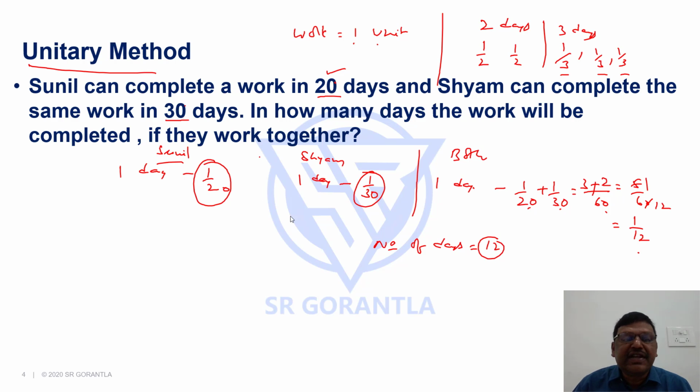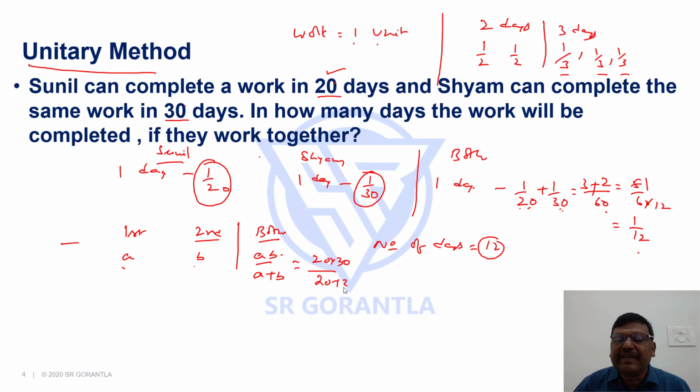Whatever we have discussed in detail in the unitary method, there is a formula also. If the first person can complete the work in A days, and the second person can complete the work in B days, then both together can complete the work in AB by A plus B days. This is the formula. It comes from applying A and B instead of 20 and 30, and we get this shortcut. You can see here, 20 into 30 by 20 plus 30, it is 600 by 50, you get the same 12 days.